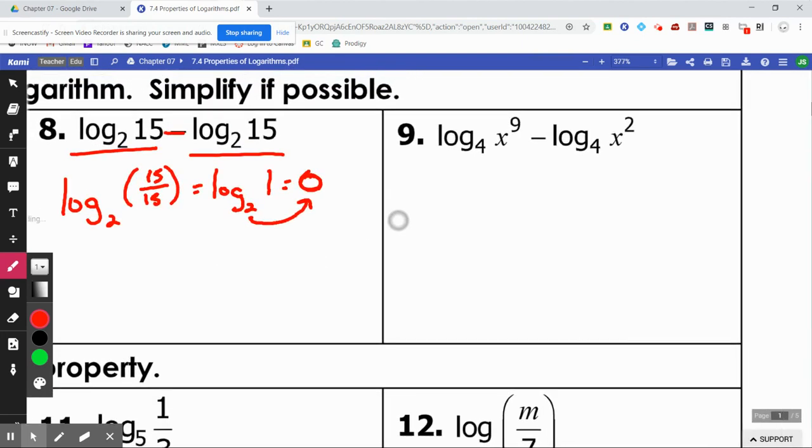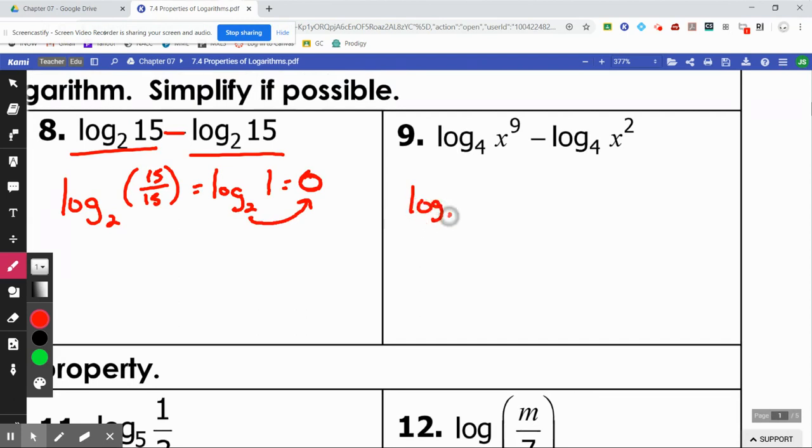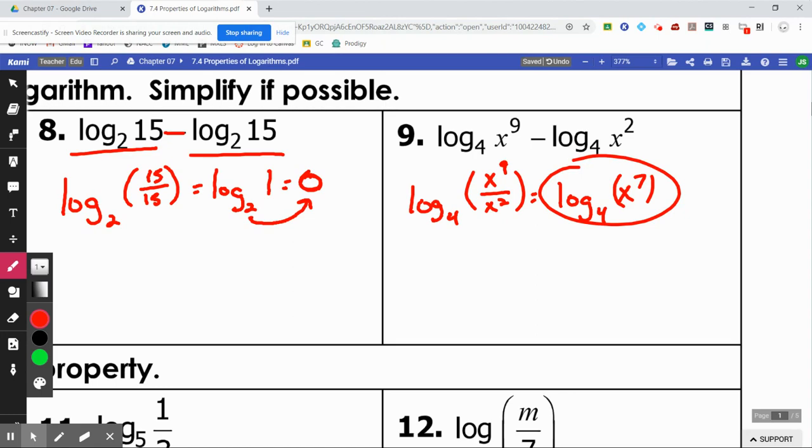And then number 9, log base 4 of x to the 9th minus log base 4 of x squared would be log base 4 of x to the 9th divided by x squared, which again can be cleaned up. Log base 4, 9 x's, 2 x's leaves you with 7 x's. And you can put the parentheses around it or not, either way.